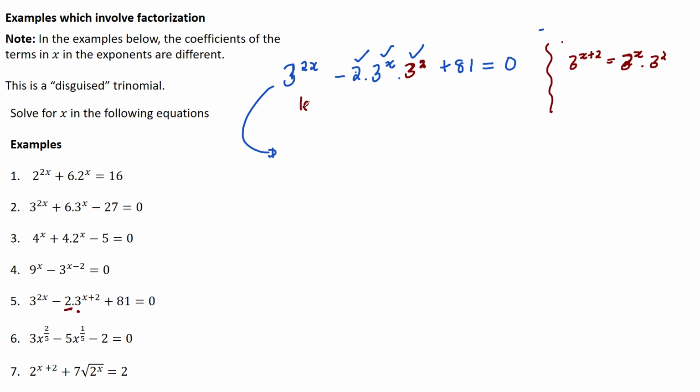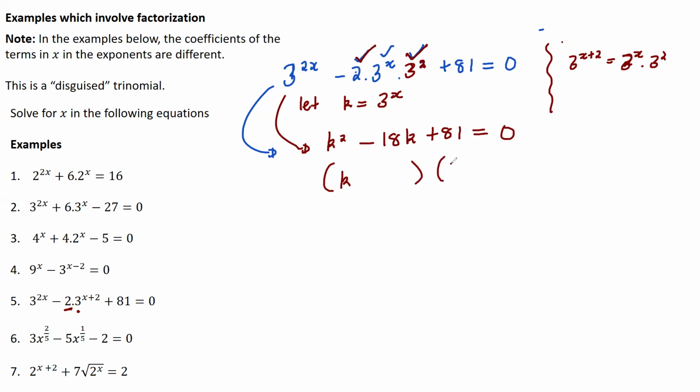Now let k be 3 to the power x. That becomes k squared minus, there's a 2, I think, times 3 squared, which is 9 times 2. That should be 18 with the k there. So I think that was where the issue was. And there should be a 9 and a 9 when you're factorizing here. Yep, it's a 9 and a 9. So it's negative 9, because that's 81. So basically k is 9. So 3 to the power x is 9.